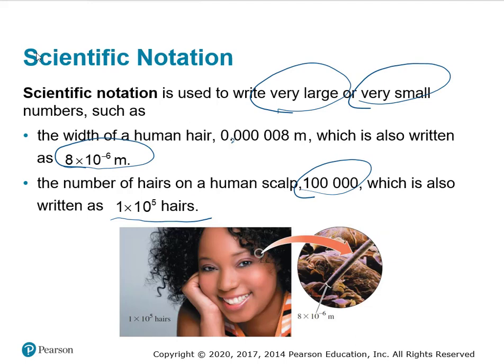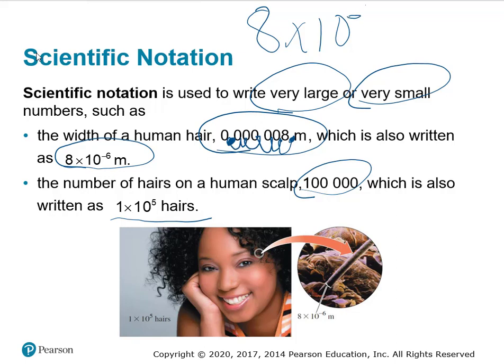0.000008, I need to put a decimal point somewhere within this number to make it between 1 and 10. If I put it right here, it would be 0.8. That's less than 1. So my decimal point needs to go to the right of 8, because 8 is a number between 1 and 10. And then I would say times 10. If my decimal is here, I need to go back how many spots to get to the original decimal point, which is there. So I need to go back 1, 2, 3, 4, 5, 6. Negative 6, because it's going left.